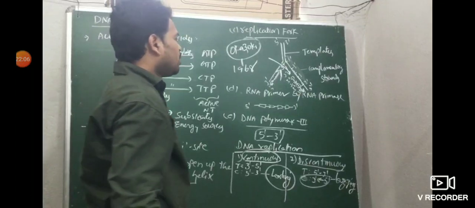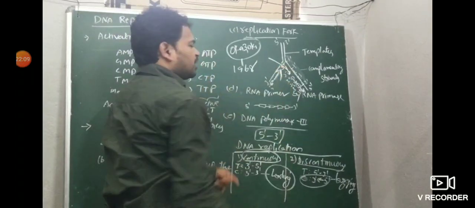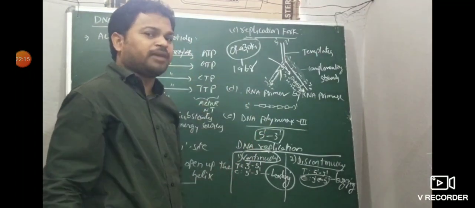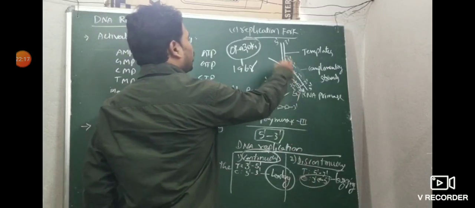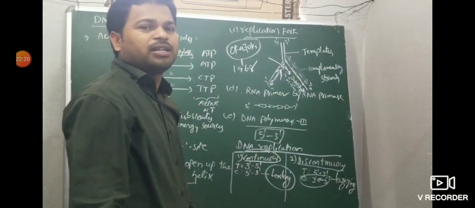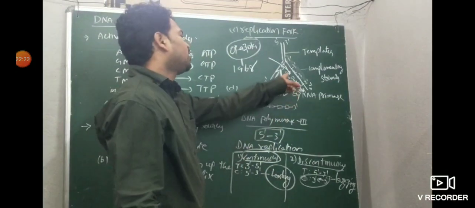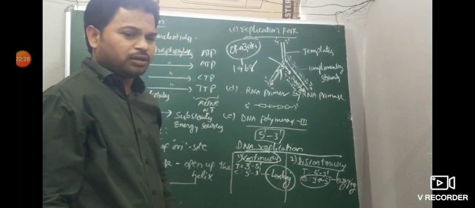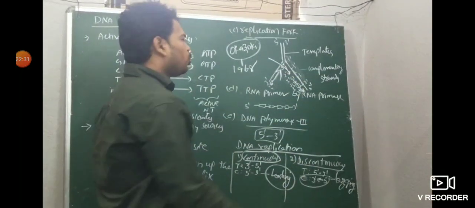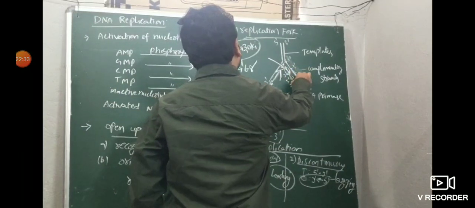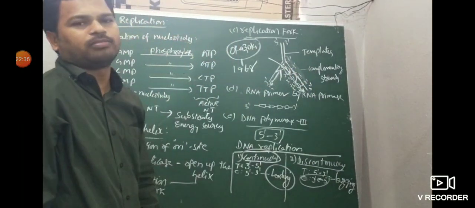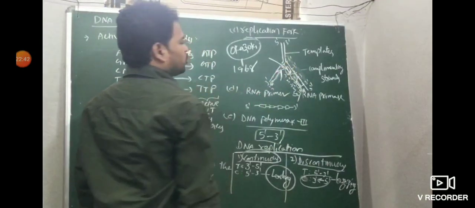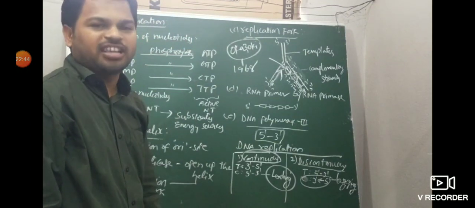Now you see, sir, RNA primers are there. Later, the DNA polymerase 1 enzyme, I told you, DNA polymerase 1 enzyme removes these RNA primers and replaces them with DNA nucleotides. Then the DNA fragments are joined by the ligase enzyme. So from here one strand, here one strand. So this is nothing but DNA replication.